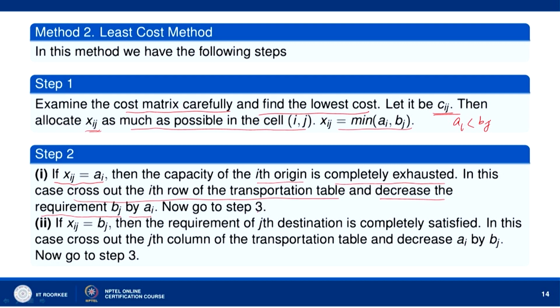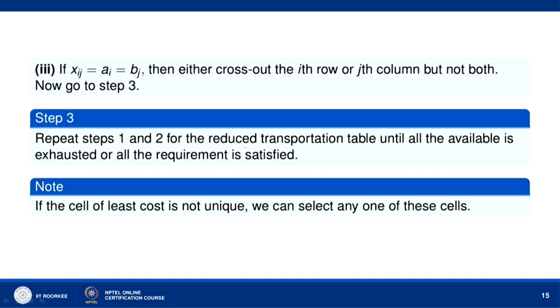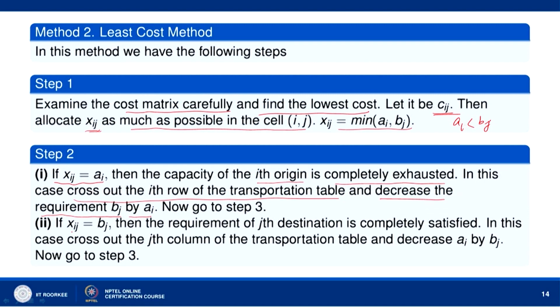What is step 3? Repeat steps 1 and 2, until all the availability is exhausted and all the requirements are satisfied. Else, if Xij equals Bj, that is Xij is not equal to Ai but Bj is less than Ai, then the requirement of the jth destination is completely satisfied. In this case, we cross out the jth column of the transportation table and decrease Ai by Bj, and then go to step 3.